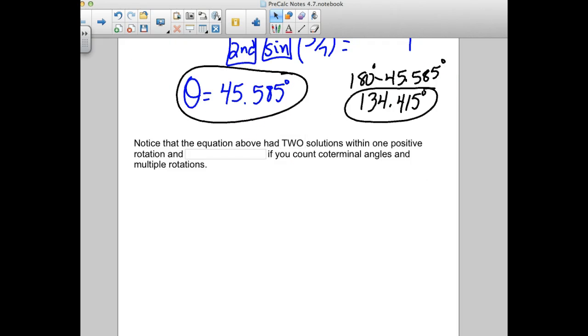All right, so notice that we had two solutions there, but if we're allowed to do many rotations around, looking at all the different coterminal angles, we would have infinitely many solutions. All right, so it just depends on if they're limiting us to once around our unit circle or if we are allowed to have multiple rotations.